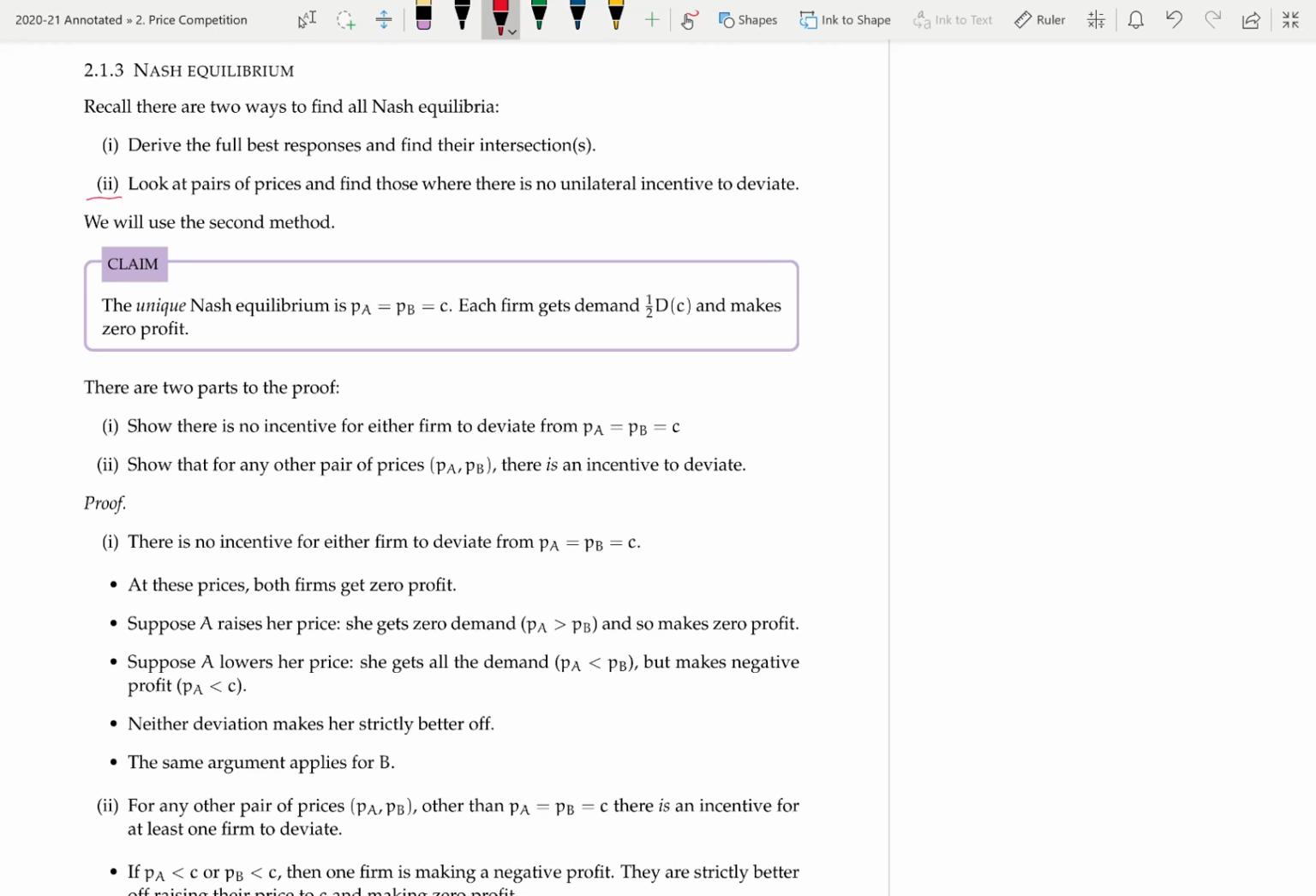So what we're going to show is that the unique Nash equilibrium is where they both price at marginal cost, and in this equilibrium each firm gets a demand equal to half the market demand at a price equal to marginal cost and makes 0 profit. Now unique here means that there is no other Nash equilibrium, so we've got two things to show. We're going to show first that it is a Nash equilibrium to price at marginal cost, there's no unilateral incentive to deviate, and that for any other pair of prices it's not a Nash equilibrium, there is going to be an incentive for one of the firms to deviate.